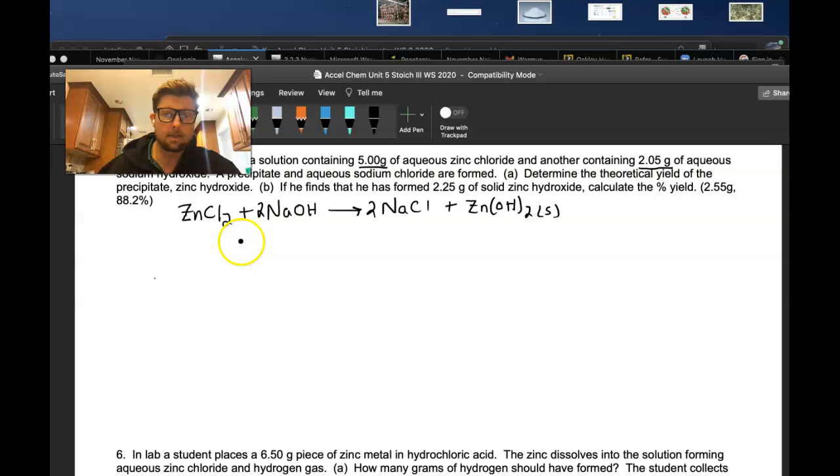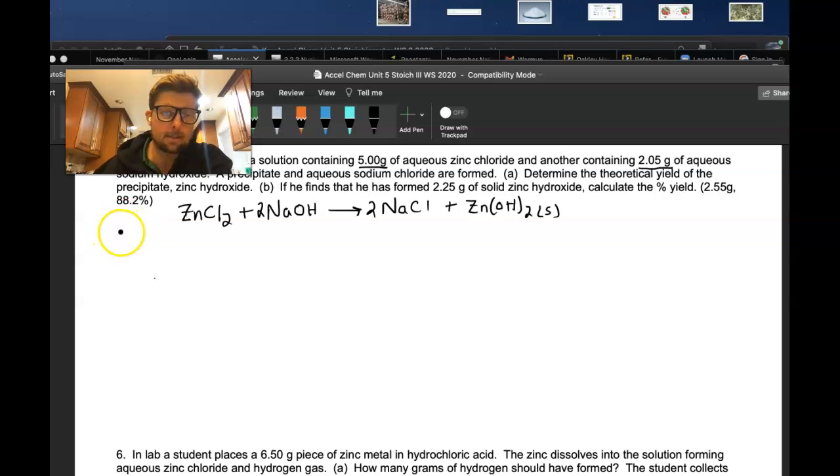sodium hydroxide. It's actually not talking about the water there, it's talking about the salts, how much of the zinc chloride and sodium hydroxide are dissolved. So that's where we're going to start our problem. And so which one do we choose? And the answer is both. We're actually going to do the problem twice.